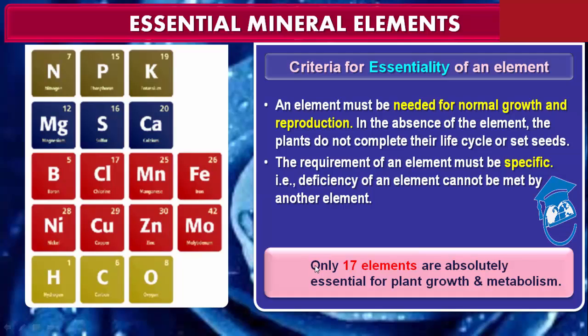Only 17 elements are absolutely essential for plant growth and metabolism. But according to Liebig's law of minimum, 14 elements are essential for plant growth and metabolism. Okay?